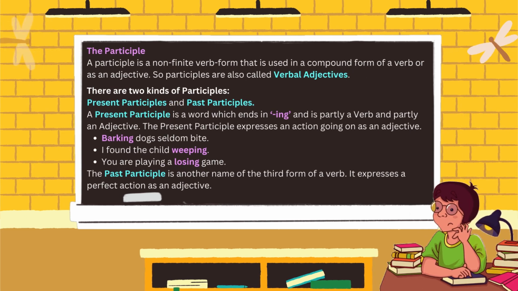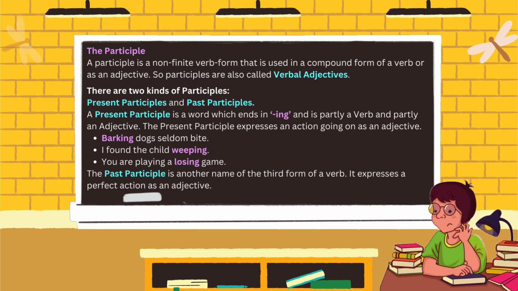The participle. A participle is a non-finite verb form that is used in a compound form of a verb or as an adjective. So participles are also called verbal adjectives. There are two kinds of participles: present participles and past participles. A present participle is a word which ends in ing and is partly a verb and partly an adjective. The present participle expresses an action going on as an adjective. Barking dogs seldom bite. I found the child weeping. You are playing a losing game.